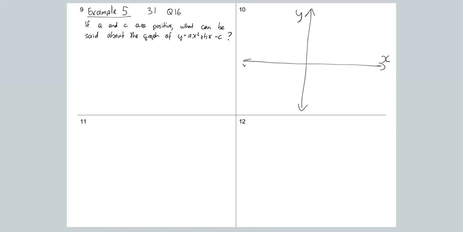Hi there, this is the last video in a series of videos to do with the discriminant, and we're looking at exercise 3I question 16, another classic kind of question. If A and C are positive, what can be said about the graph of y equals ax squared plus bx minus c? Okay, don't get too confused.